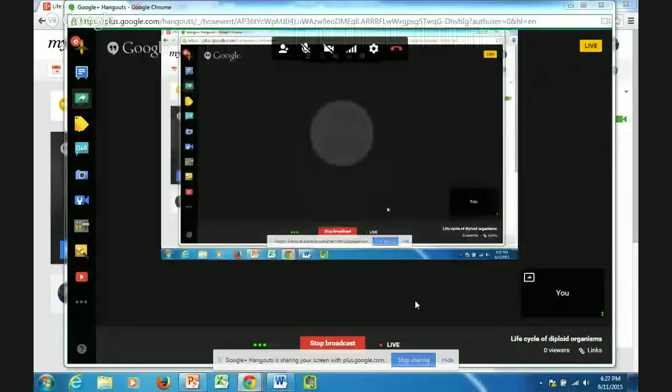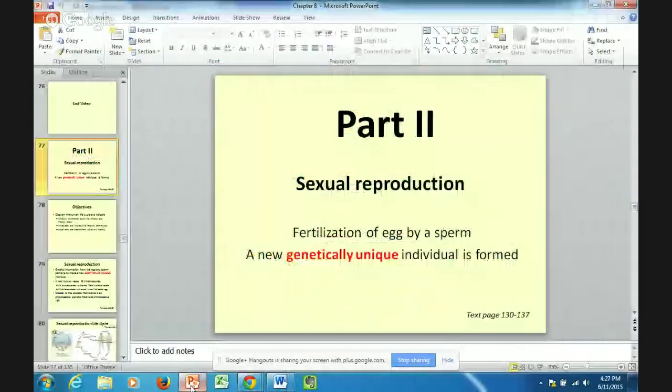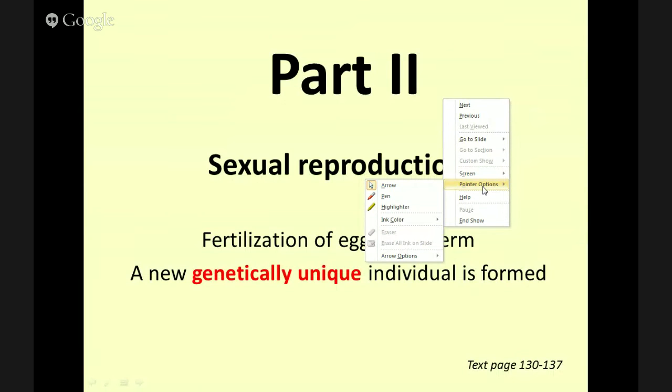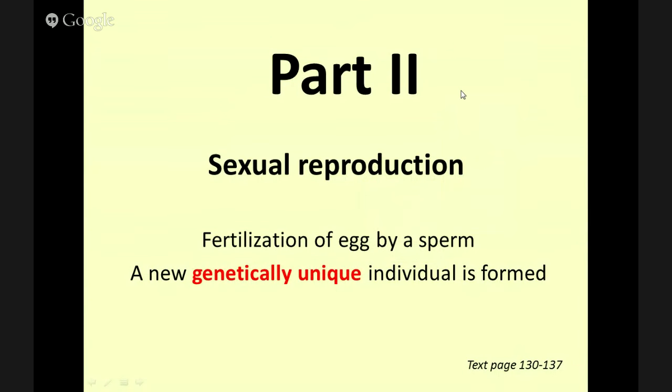Hey guys, in this video we're going to learn about the life cycle of diploid organisms. Diploid organisms are organisms that have two sets of chromosomes. Remember, we saw this before when we looked at a karyotype of human chromosomes. We saw that there were 46 chromosomes, but there were 23 pairs.